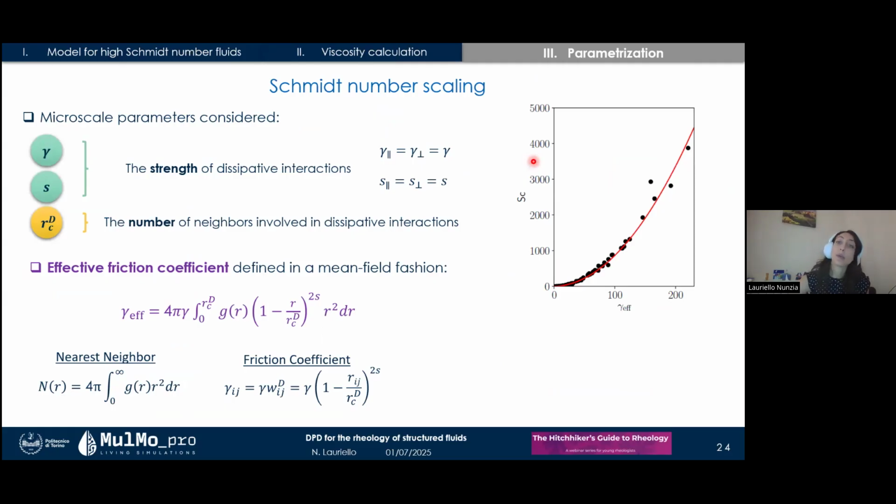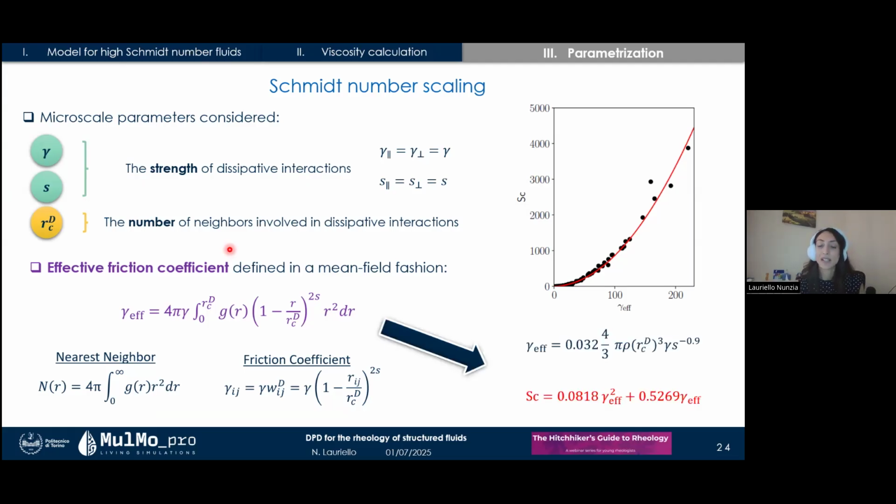Once defined the model and the method to compute transport properties, we studied the effect of some model parameters on transport properties. In order to address the parametrization issue, we want to identify model parameters to capture our physical target, which is the zero shear viscosity, and we started from the first component of the mixture, which is water. So we studied water-like fluids, and in particular, we carried out a multiparametric study of the dependency of the Schmidt number on three microscale parameters. We grouped the effect of these three microscale parameters that are linked to the dissipative force in the effective friction coefficient, which describes the overall friction that beads experience in the system, and we found two relationships that allow us to simulate a fluid with a specific Schmidt number, and in particular, a fluid with the Schmidt number of water.